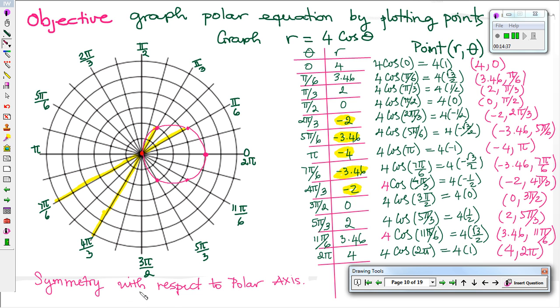Okay, so make sure you write a note for yourself that the shape of this graph is symmetric with respect to the polar axis. This is the polar axis right here. So this means that if you fold the graph along the polar axis, the two halves will match. Make sure you write out your own summary, please.